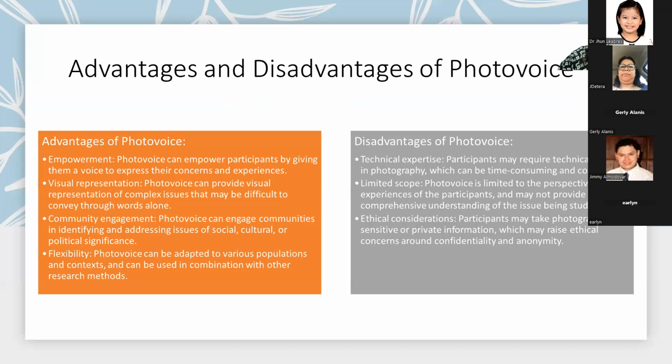Okay. So advantages and disadvantages of photo voice. Empowerment.